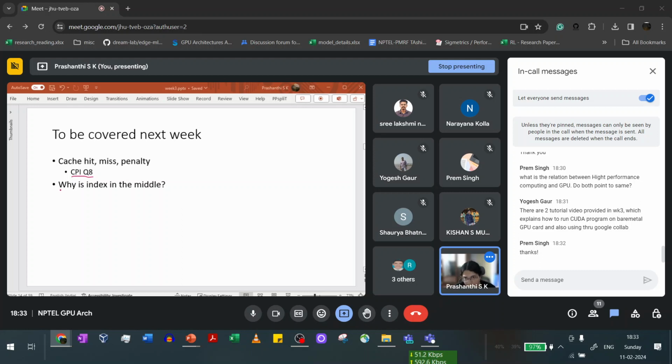in the cache field, why is index in the middle, right? This was an interesting question. Last week I was asking what you guys think: is this just a matter of convention, or is there a functional reason behind it as well? I think I've found some material on that. I'll try to consolidate it and come back to you next week. So both of these we will discuss next week.